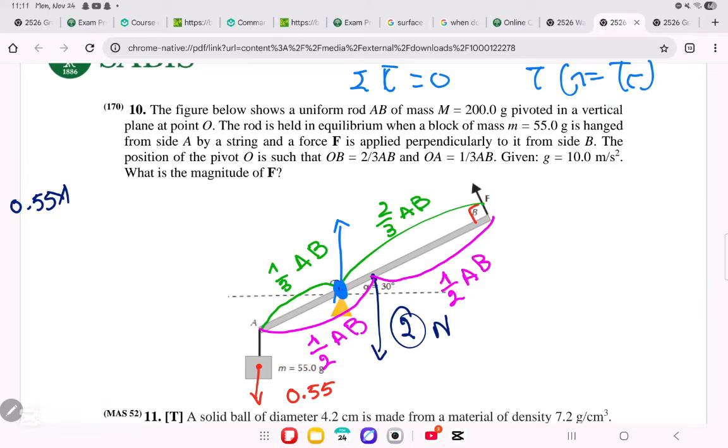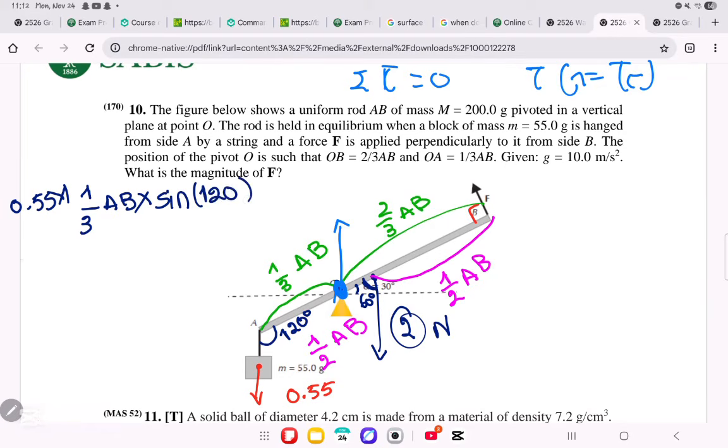First of all, what did they tell us? They told us that alpha, which is this angle over here, is 30 degrees. What does that mean? That means this angle over here is 90 minus 30, which is 60 degrees. If this is 60 degrees, then we apply the U-shaped rule. That would be 180 minus 60, which is 120 degrees. Now, I have the force times the perpendicular distance from the pivot, which is 1 over 3 AB, times the angle, so times sine 120.